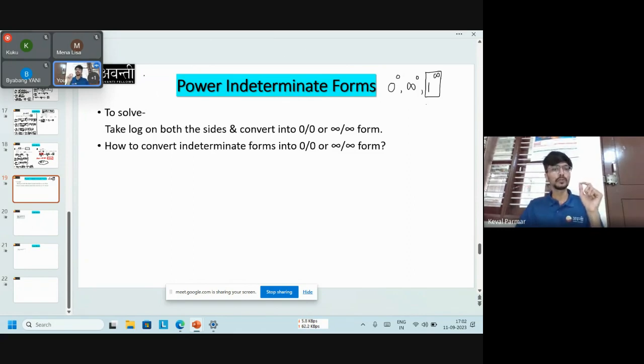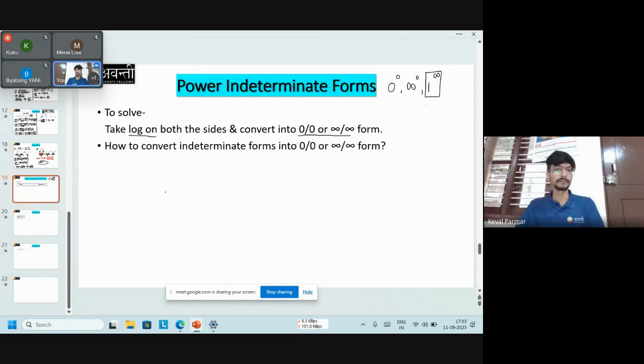So to solve, take log on both the sides. Like if I want to solve a limit where the indeterminate form is 0 raised to 0 or infinity raised to 0, we take log on both the sides and convert into 0 upon 0 or infinity upon infinity form. Now, please understand, for this, we need to know how to interconvert the indeterminate forms.